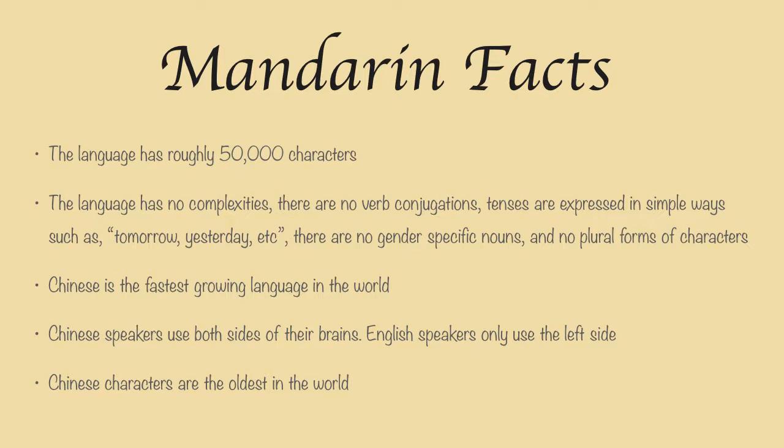Here are a couple quick facts about the Mandarin language. The language has roughly 50,000 characters, but like I stated before, you only need to know 3,000 in order to be fluent in the language. The language has no complexities, meaning there are no verb conjugations, tenses are expressed in simple ways such as tomorrow, yesterday, etc., and there are no gender-specific nouns or no plural forms of characters. Chinese is also the fastest growing language in the world. Chinese speakers use both sides of their brains, while English speakers only use the left side. And lastly, Chinese characters are the oldest in the world.